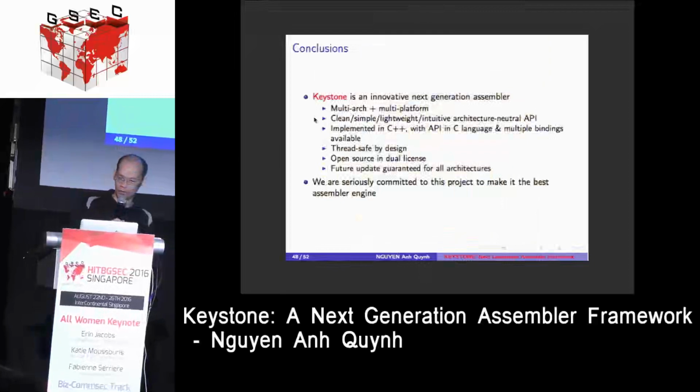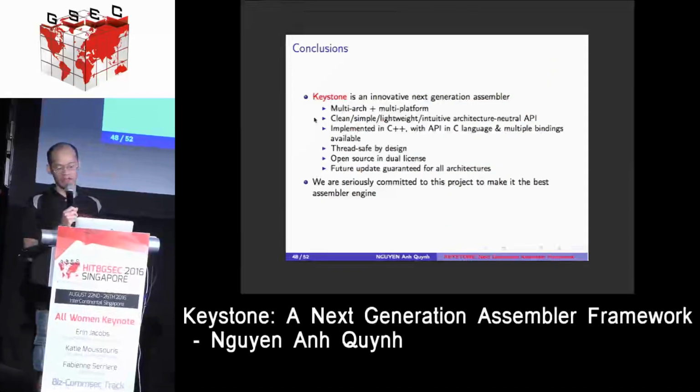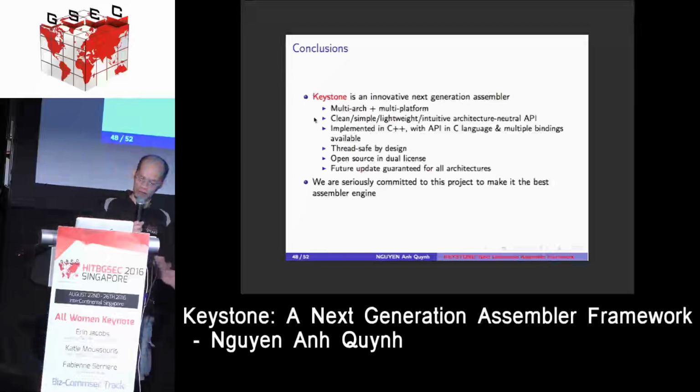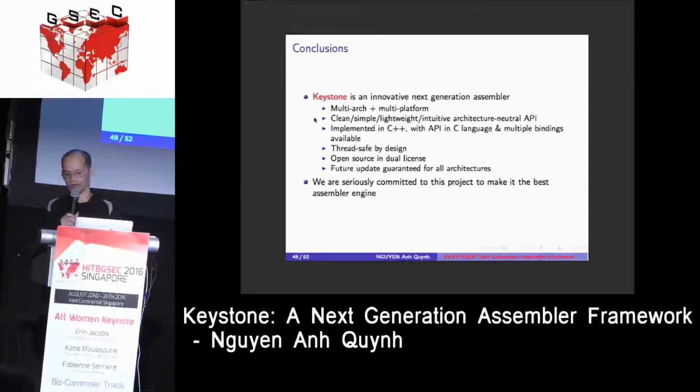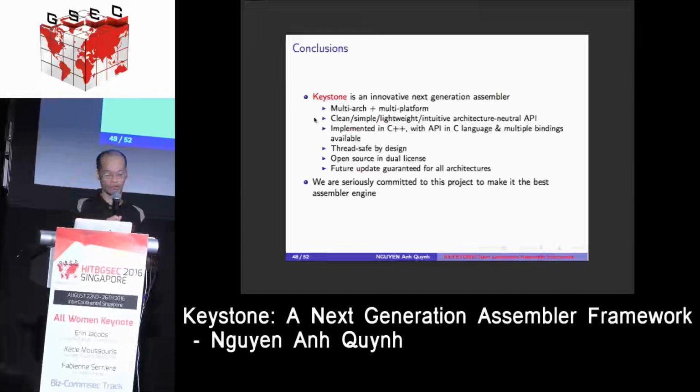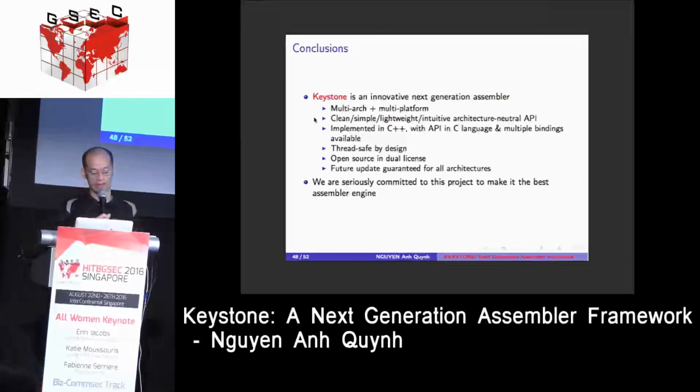Okay, so here's my conclusion. Keystone is a next generation assembler which supports many architectures. It will support more in the future. It runs on all kinds of platforms. It has a very clean and simple API. It is implemented in C and C++, but has many bindings on top of that. It is thread safe, open source, in dual license, and future updates are guaranteed. So there's no worry about the future of Keystone. And finally, we are seriously committed to the Keystone project, and we want to make it the best assembly engine for the community.